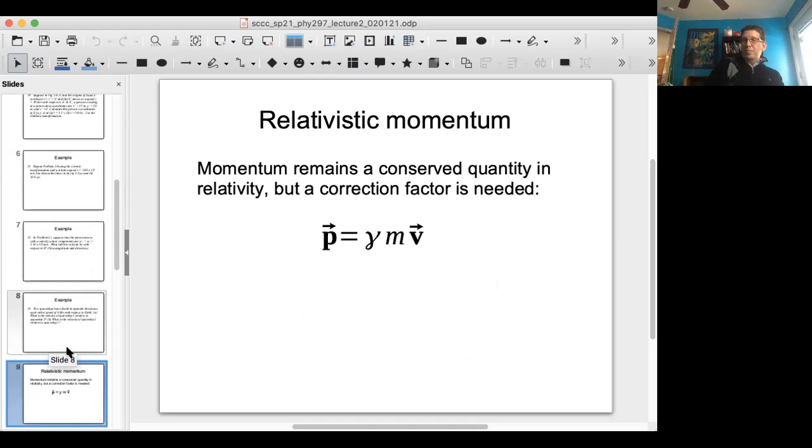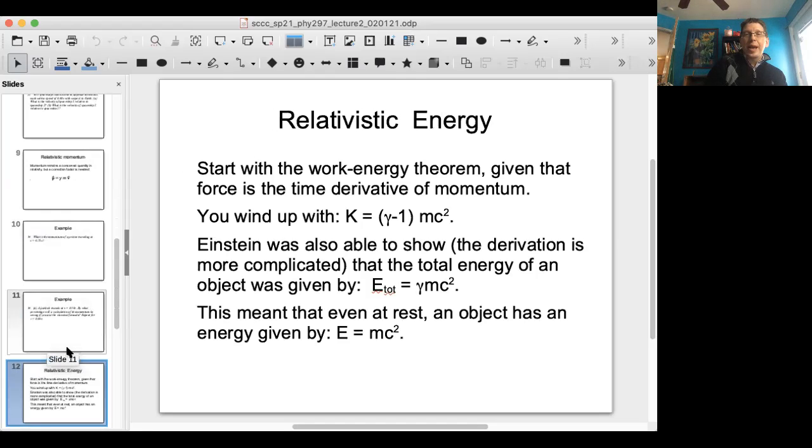So then we talked about momentum. We went through the derivation of this: the product of mass times velocity is not conserved under relativistic conditions, but the product of gamma times mass times velocity is. So we define the relativistic momentum as gamma mv, and with that, momentum remains a conserved quantity. And so that brings us to relativistic energy.